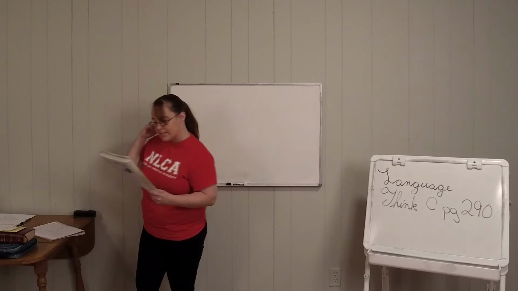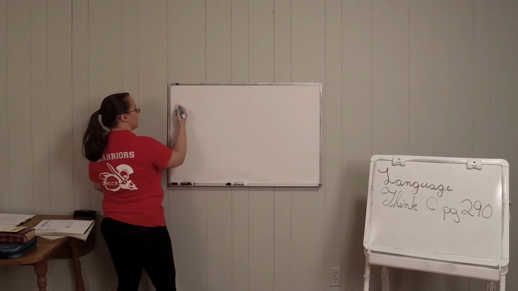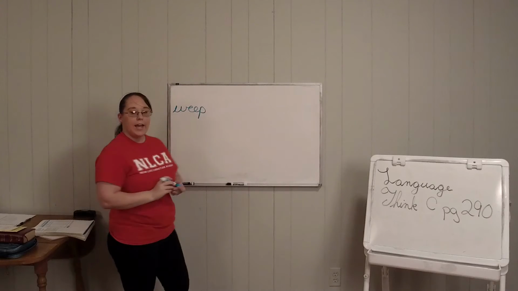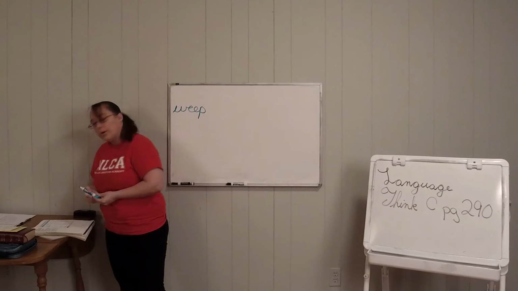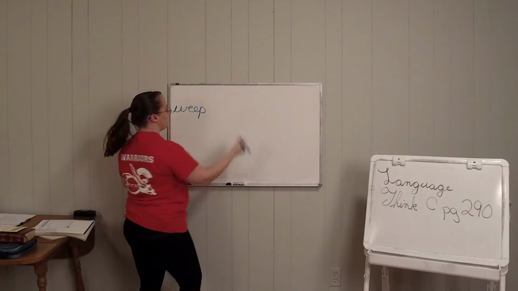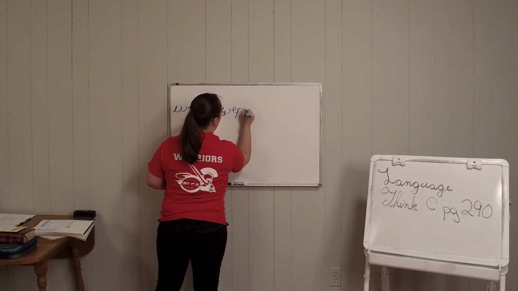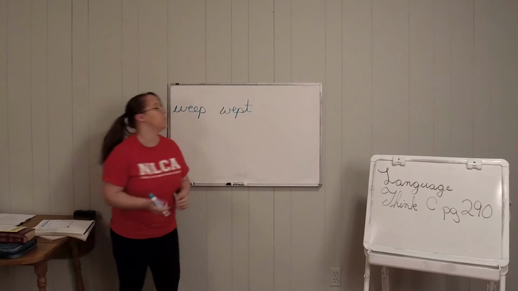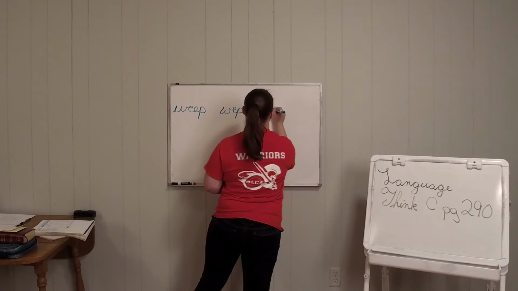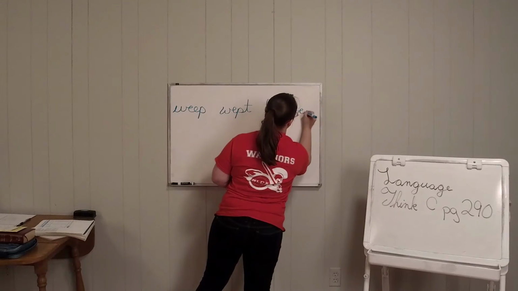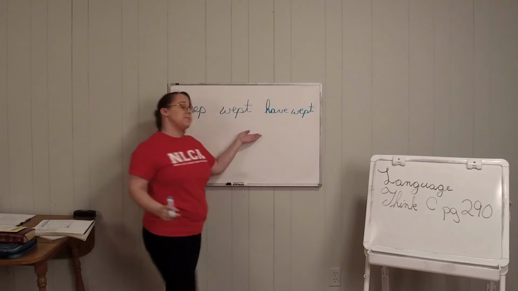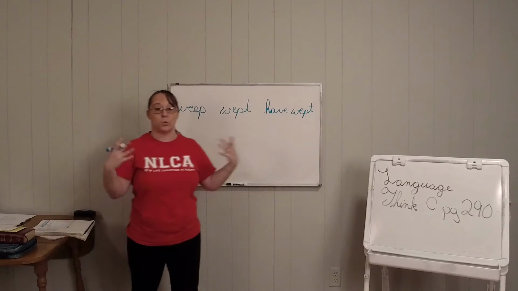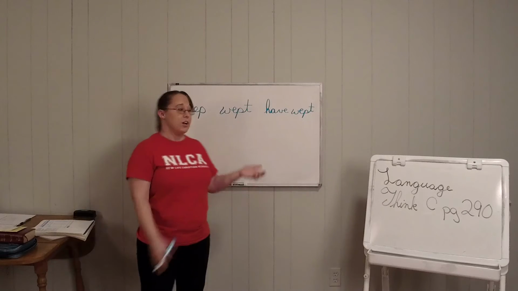Okay, if the word is weep, and you want to put it in the past form, it would be wept. And the past participle would be have wept. Sometimes these will come into play because you're not going to say, how you said Jesus wept. That's in the past. You're not going to say Jesus weep.